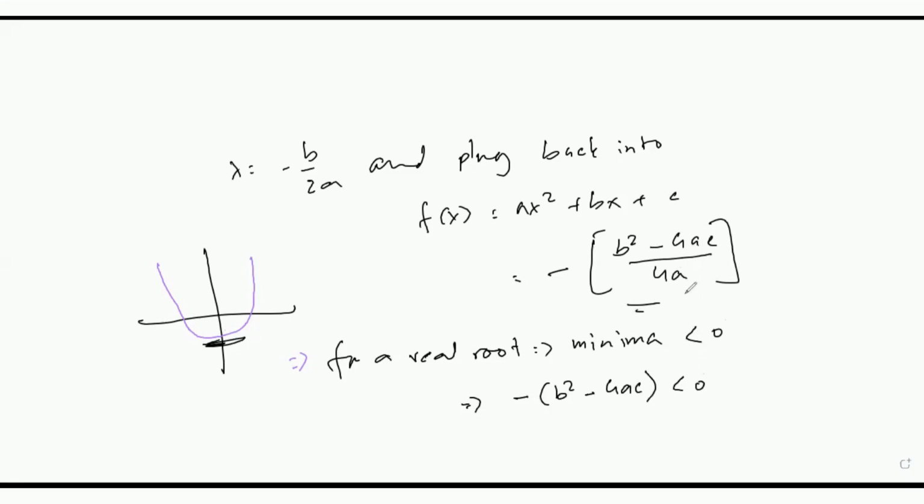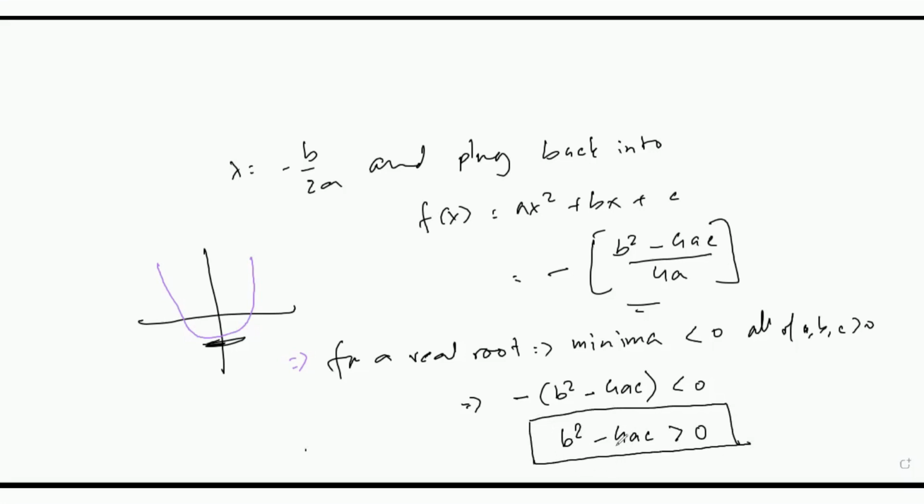Remember, a, b, and c are all greater than 0. So if that is the condition, that also means that b squared minus 4ac itself is greater than 0. And this was the same condition that we had derived earlier while completing the square.